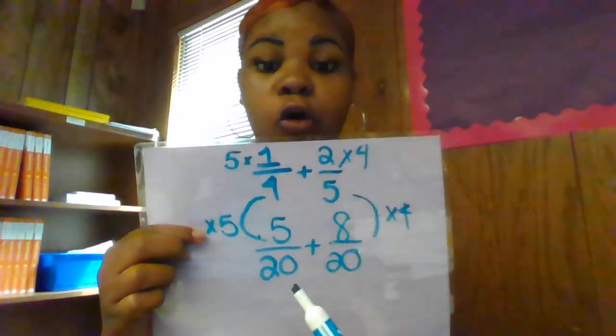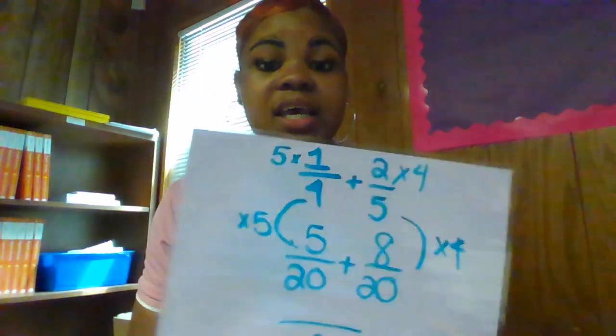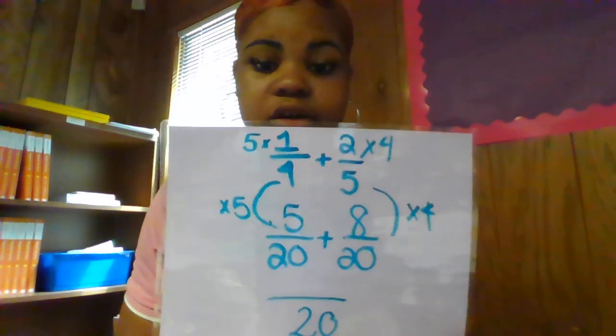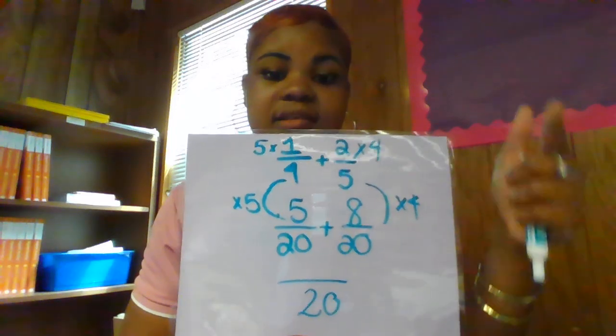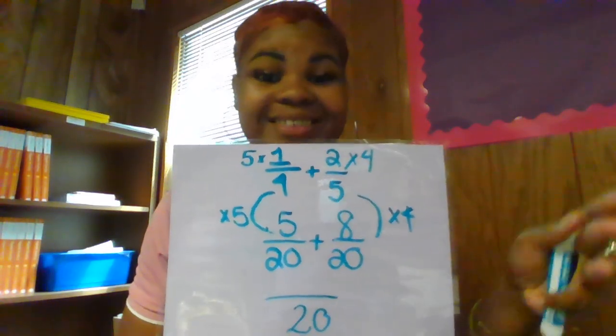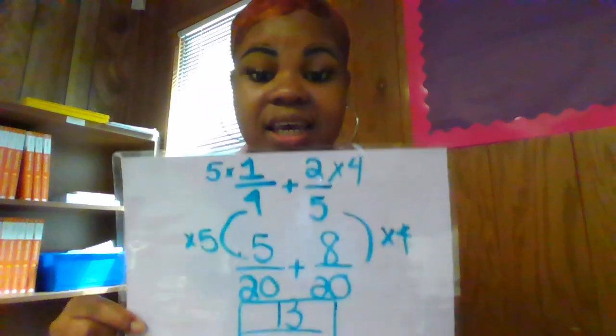So I have 5 over 20 now plus 8 over 20. Now my common denominator is the same, so I don't need to do anything with it. I'm just going to drop it down. Say drop it down. All right, so we dropped it down. And now I can just add the numerators. 5 plus 8. Let's do that together. Ready, go. 5, 6, 7, 8, 9, 10, 11, 12, 13. 13 over 20.